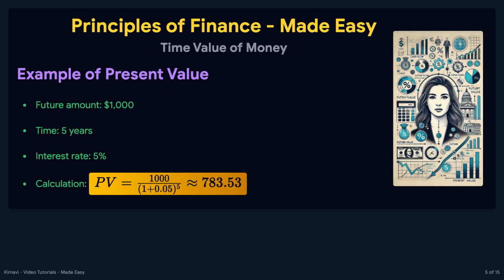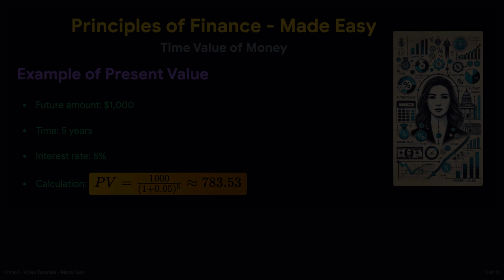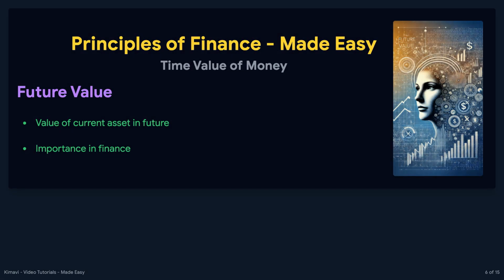Suppose you are promised $1,000 5 years from now, and the annual interest rate is 5%. The present value of this amount is calculated as follows. PV equals 1,000 divided by (1 plus 0.05) raised to the power of 5, which is approximately $783.53.